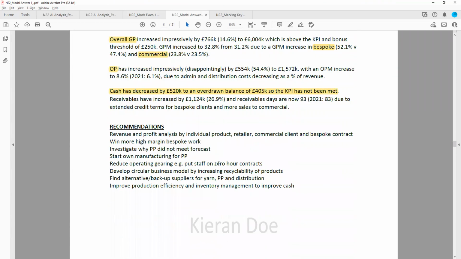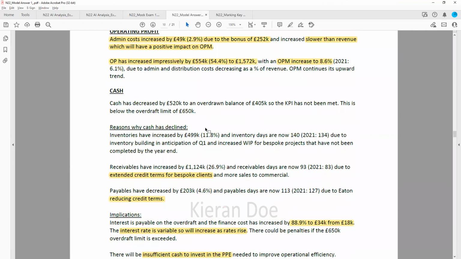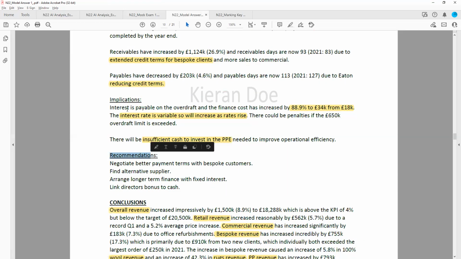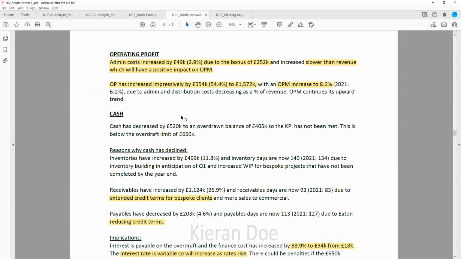So then with our recommendations, we need to have some sensible recommendations, some action points based on what has happened during the year. So I always like to think back, well, what's actually happened in the year, and therefore what are the things that they should do? Now, of course, we've already had some recommendations on this cash issue, so we're not going to repeat those. They're only going to get a mark once.